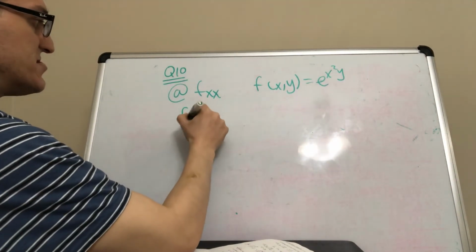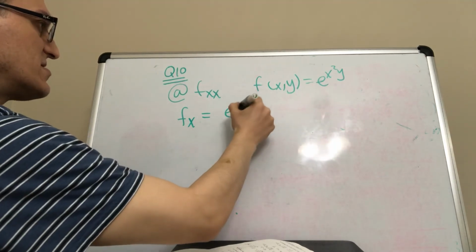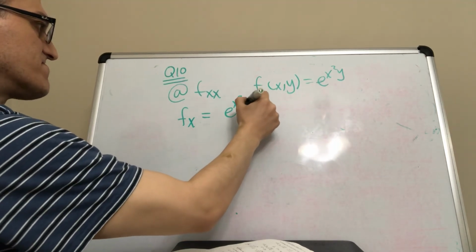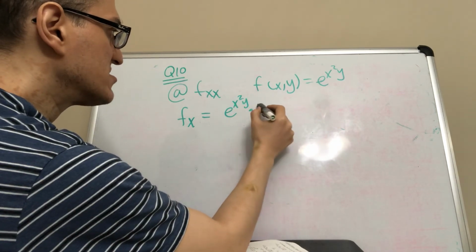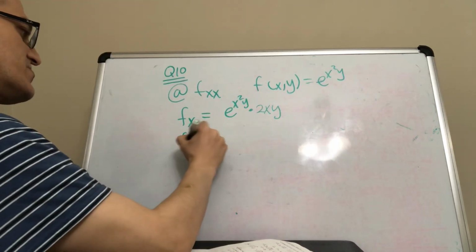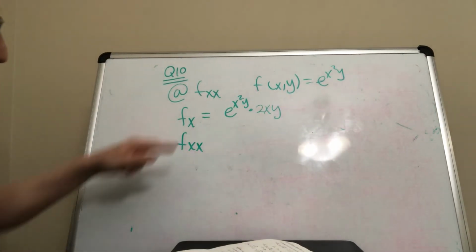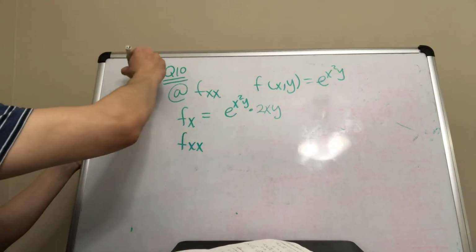Means you find the derivative with respect to x the first time. Derivative of this with respect to x would be itself times derivative of the exponent. With y a constant, that would be 2xy. To find the second derivative with respect to x, you differentiate this again. Again, this is question 10 from the midterm.